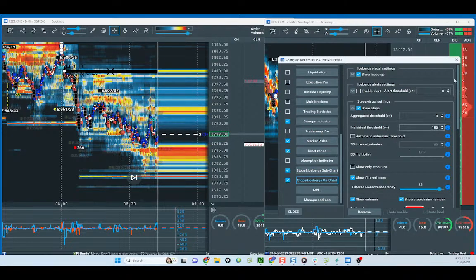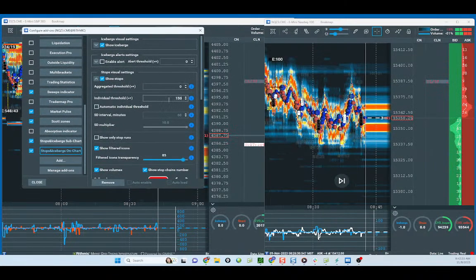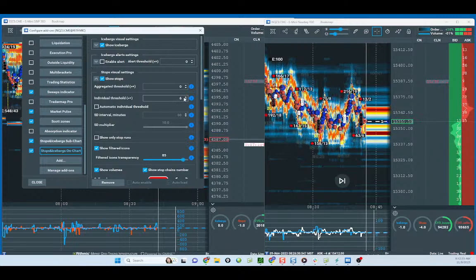Yeah, so I got it at 150. That helps me draw my zones. If you don't like seeing sweeps and you want to see just meaningful sweeps, meaningful is usually 3 or 4 times the threshold, right? So if I put this at 600, watch what happens.